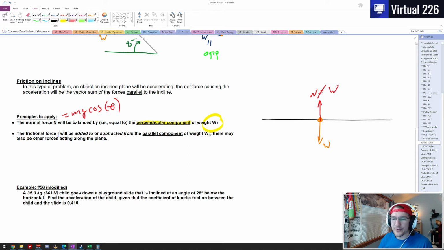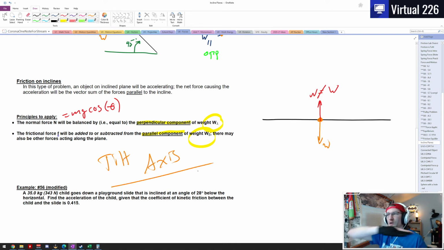Furthermore, if we have something like friction, we need to make sure that we're doing positives and negatives, adding or subtracting from the parallel component of the weight, so the mg sine theta. And we'll see that in our example. The real key here is that we have tilted the axis. We've rotated it, and we've reassigned it. So let's see what this would look like in a problem.